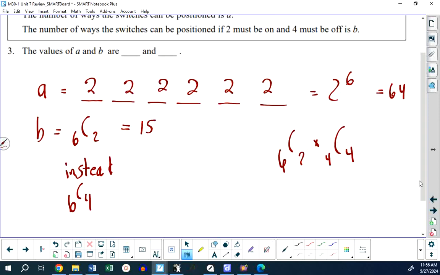So that means that there are 64 ways to arrange the switches without any restrictions. But there are only 15 where 2 are on and 4 are off, so we can subtract those and get what I think is going to be 49. Oh, no, we're not subtracting them. We just want the numbers. Is 49 the answer? Yeah, I think what I had first was, what's the difference between them? The answer should be 64 and 15.